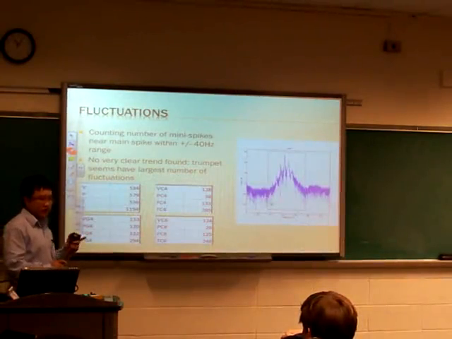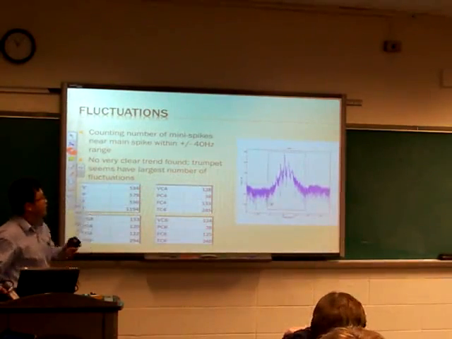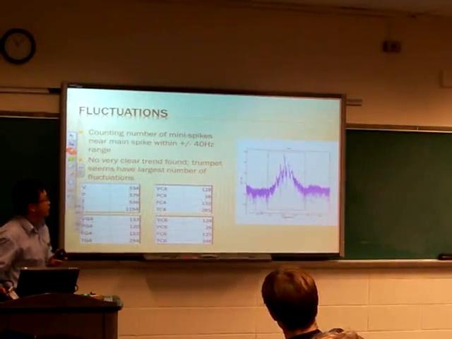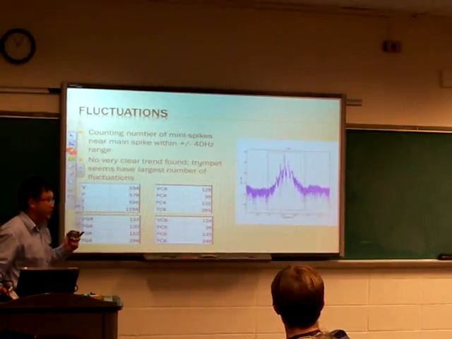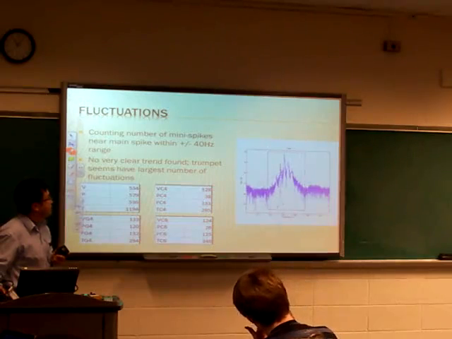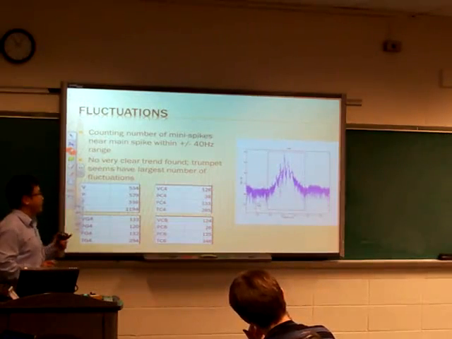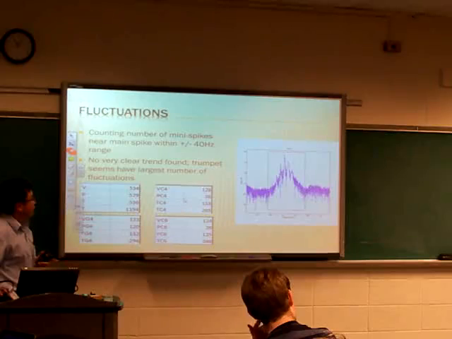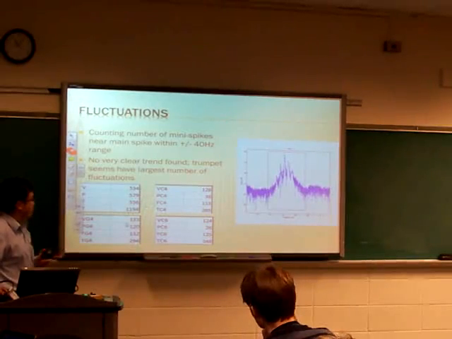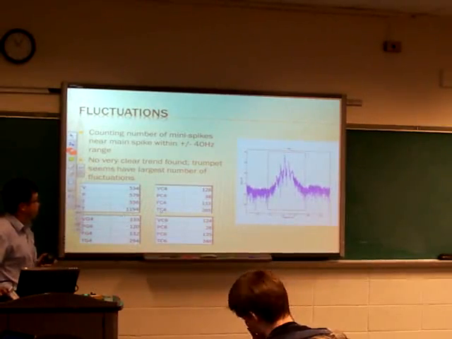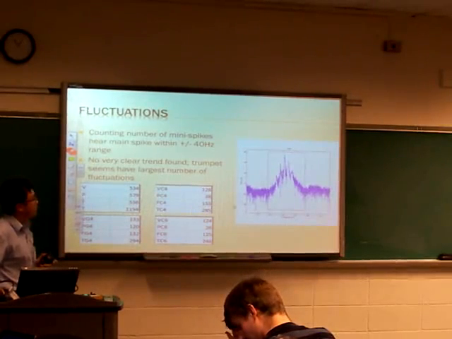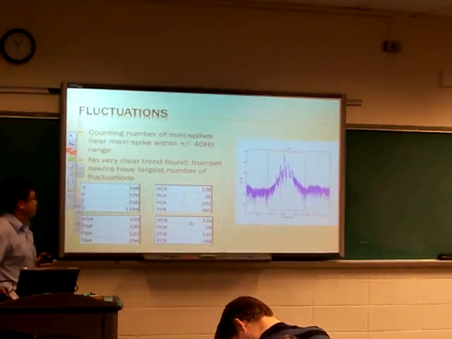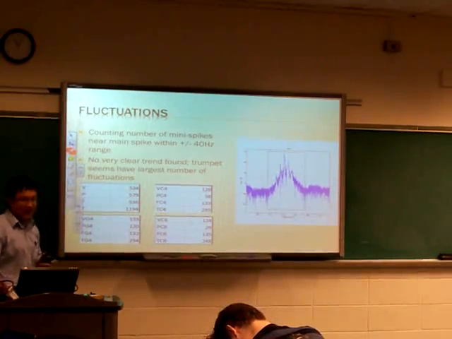And next is the fluctuations. Here I'm counting the small spikes near the main spike region, which is plus or minus 40 hertz. I didn't find any clear change by comparing the different notes. I didn't find anything special. The only thing is the trumpet has more spikes compared with the others, but it may not always be the case.